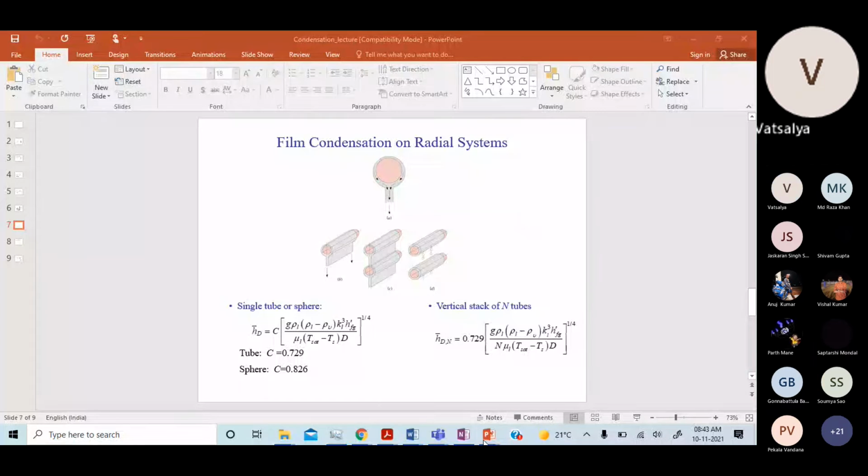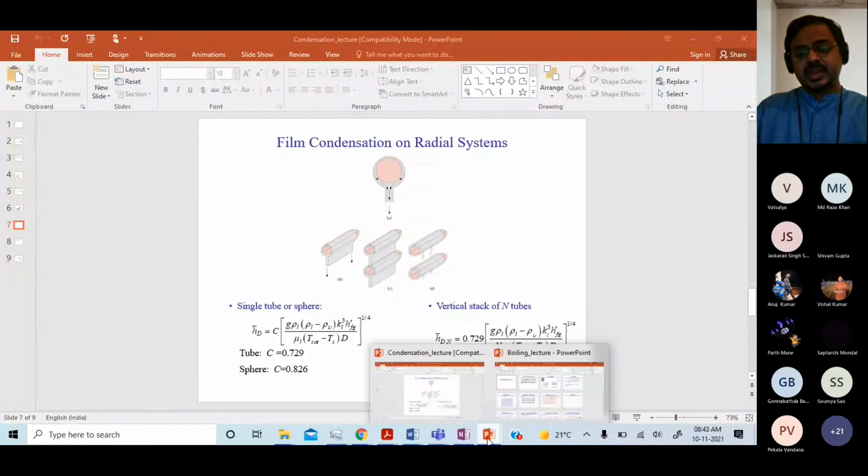So that's condensation. We still have about 20 minutes left in this lecture. So let me move on and start the next topic, which is boiling. This is also a very favorite topic of mine. Boiling is a complex phenomenon, but a very interesting one as well, and something we have all experienced, right?